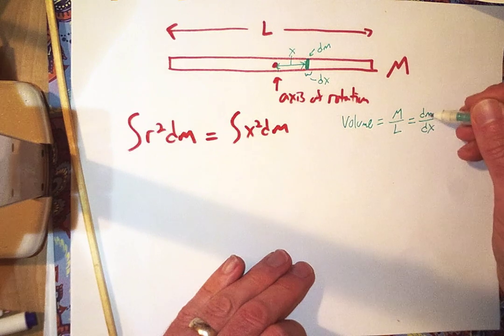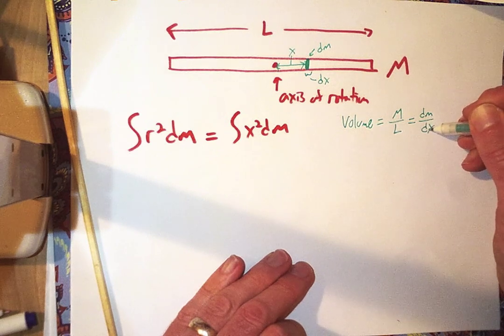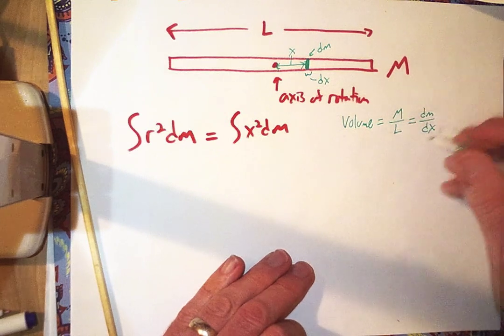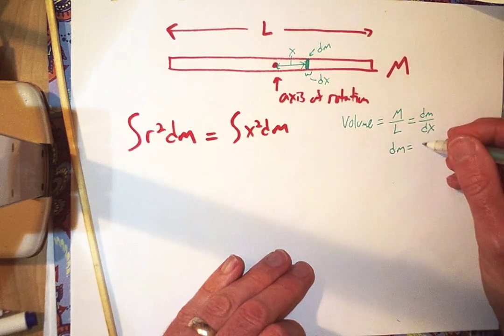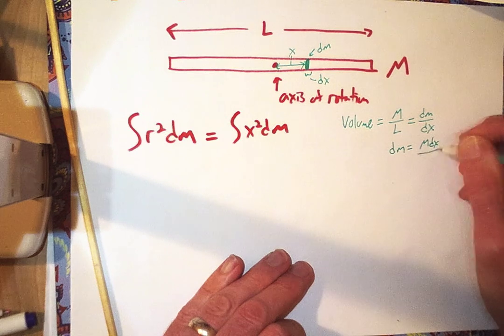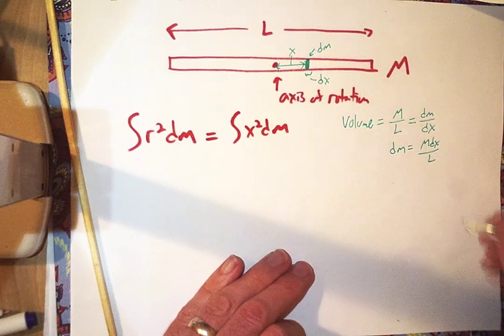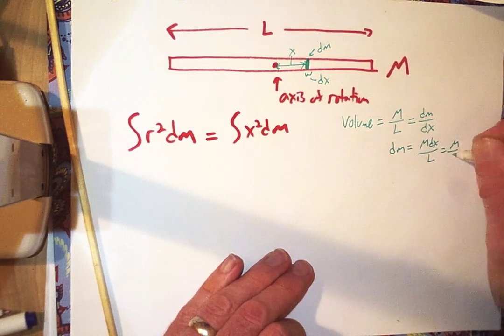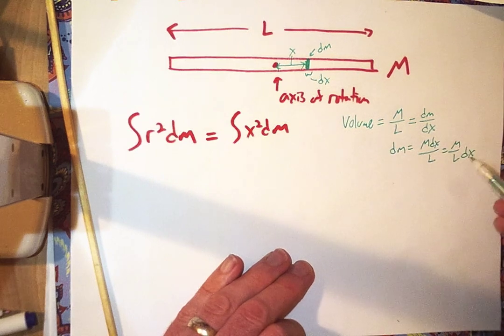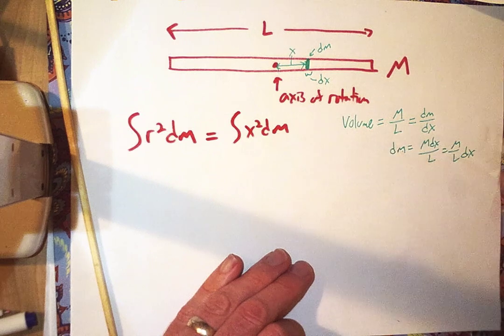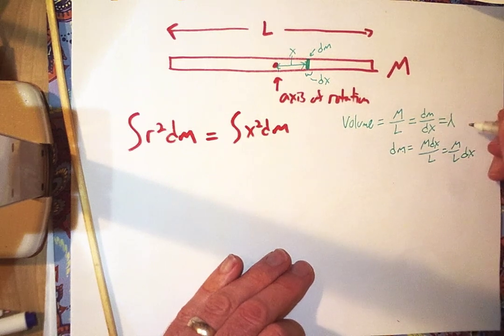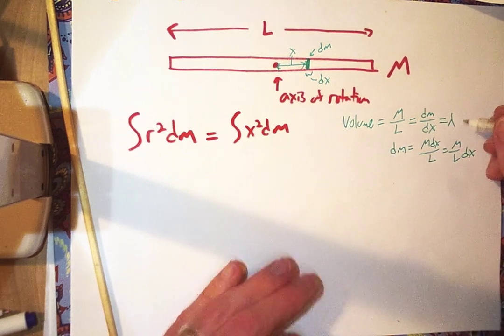So let's rearrange this to dm equals. I'm going to pull this dx over to the other side, so I get dm equals M times dx over L, or maybe I could write it as M over L dx. Now I have something that relates dm and dx together just from the linear density. Sometimes you'll see this written as lambda for linear density.